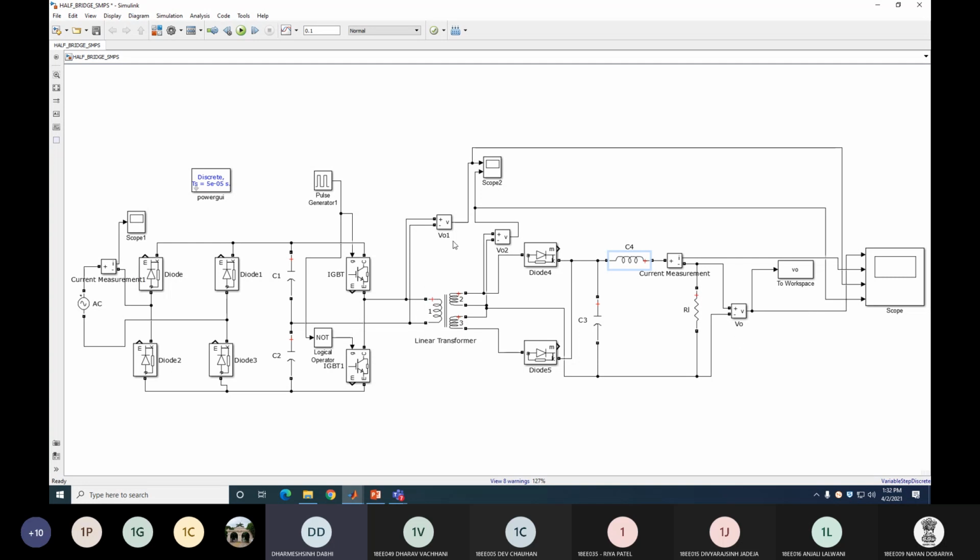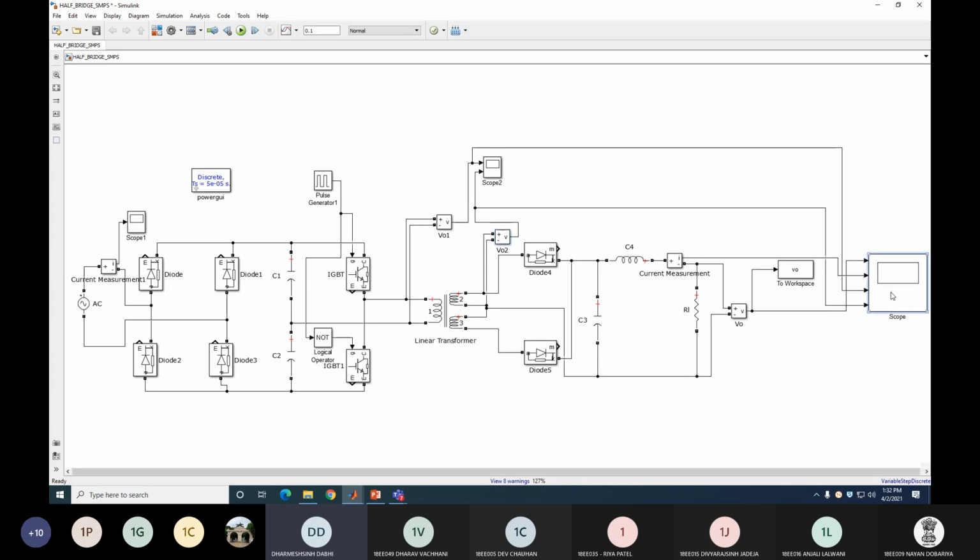So here you can see that by using this voltmeter I measure the voltage of the primary winding. By this voltmeter I measure the voltage of this secondary winding. And as you know, the switch is operated at 10 kilohertz frequency, so the primary winding voltage as well as the secondary winding voltage is also at 10 kilohertz frequency. So we measure that here by using this scope as well as this scope.